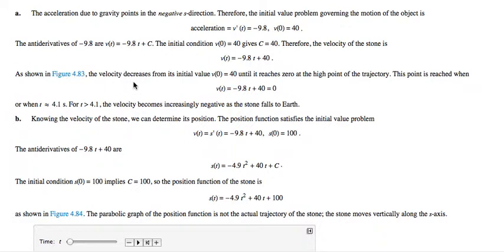So the velocity is going to decrease from its initial value until it reaches 0 at the highest point of the trajectory. And that's going to happen when this function is 0. Solving for that tells us that at t equals about 4.1, the velocity becomes 0.